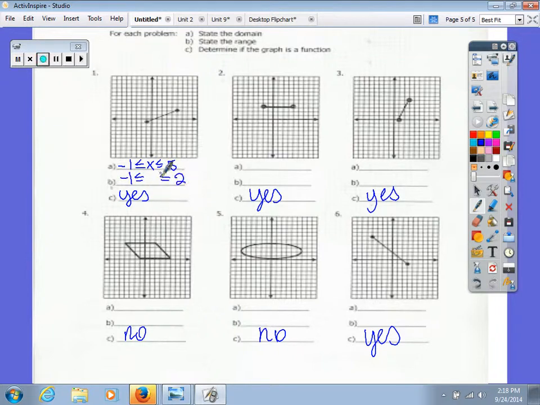Now, what goes in the middle? Is this an f of x or a y? How come we're going to put f of x? Because it is a function.